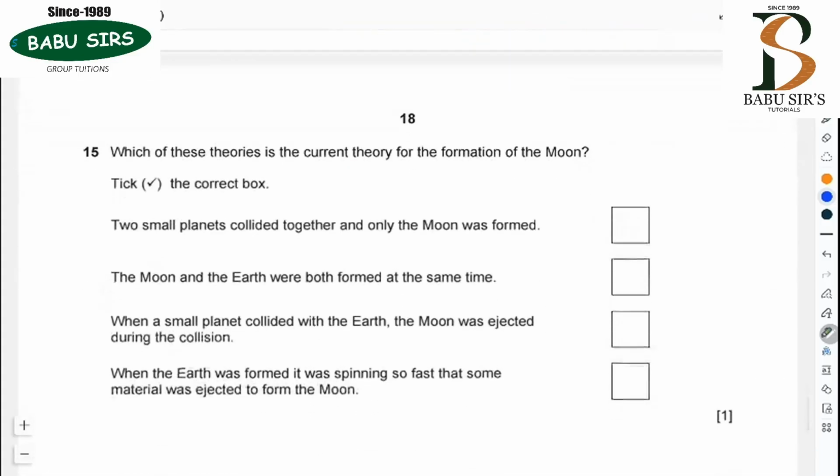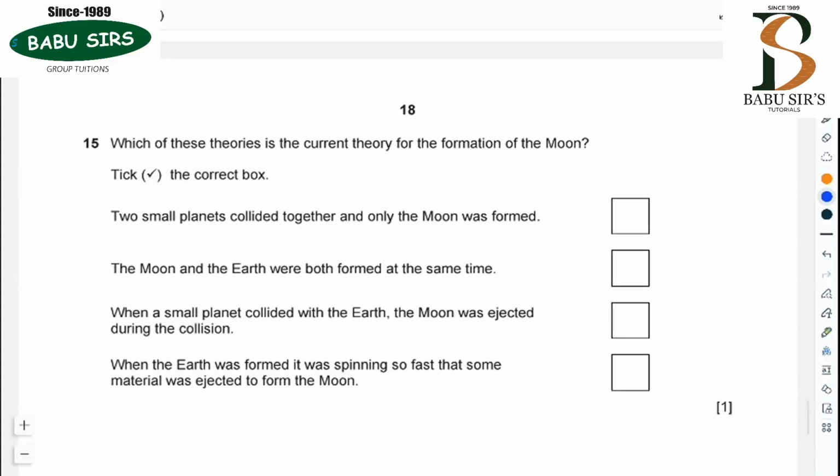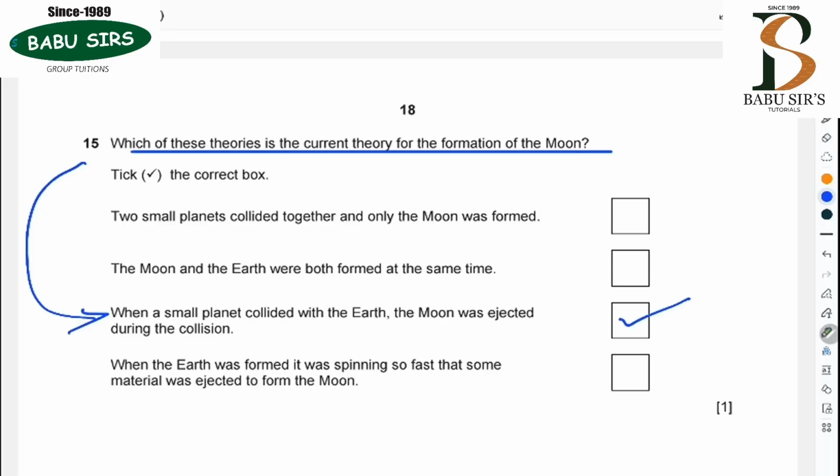Next is question number 15. Which of these theories are the current theories of formation of the moon? You can directly mark this one, that a small planet collided with the Earth and the moon was ejected during this collision. This is the best theory. With that, we end this paper.